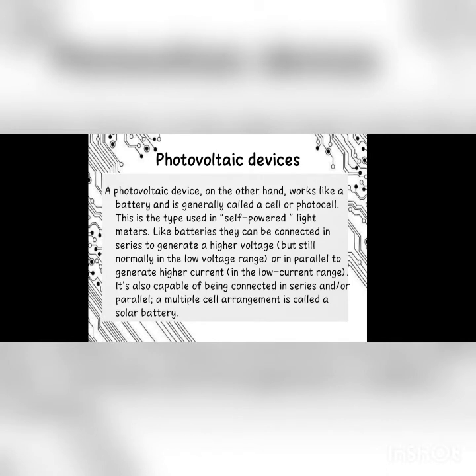Next are photovoltaic devices. A photovoltaic device, on the other hand, works like a battery and is generally called a cell or photocell. This is the type used in self-powered light meters. Like batteries, they can be connected in series to generate a higher voltage, but still normally in a low voltage range, or in parallel to generate a higher current in the low current range. It is also capable of being connected in series and parallel. A multiple cell arrangement is called a solar battery.